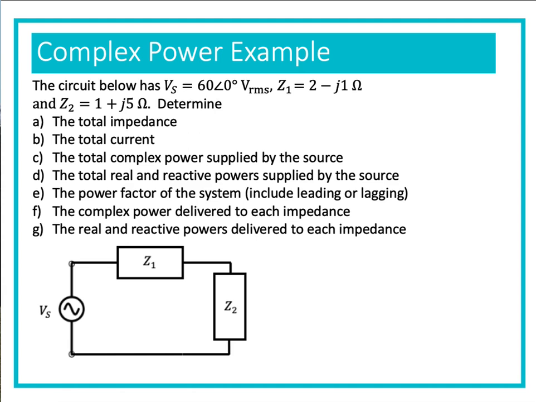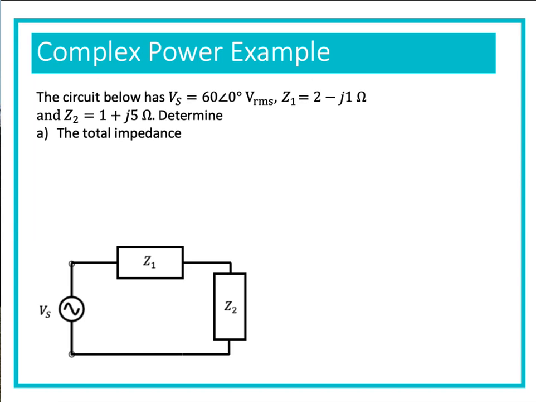Z1 is 2 minus J1 ohms, and Z2 is 1 plus J5 ohms, and the source voltage is 60 volts at an angle of 0. And note that this is an RMS voltage, so this has been declared at the beginning, which means that any calculations you make with this voltage when you find the current will already be RMS. So anytime we make calculations, we're going to use the effective values of voltage and current because we already know what they are. So, step by step, we're going to go through this process.